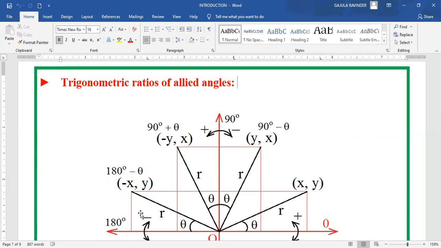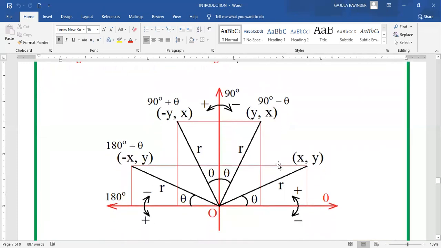Now let us see what are the trigonometric ratios of these allied angles. But here this theta need not be acute. The same results can be taken even for not acute or not obtuse angles. For any angle theta, you can take the same result as 90 minus theta where theta is acute. So even if theta is not acute, you can go with the same results. But here I have considered theta as an acute angle in this manner. Then I have defined 90 minus theta, 90 plus theta, 180 minus theta in this diagram.